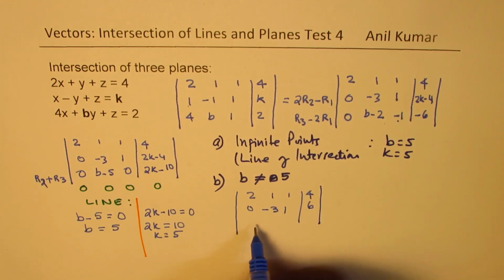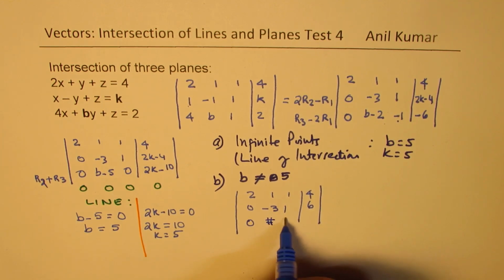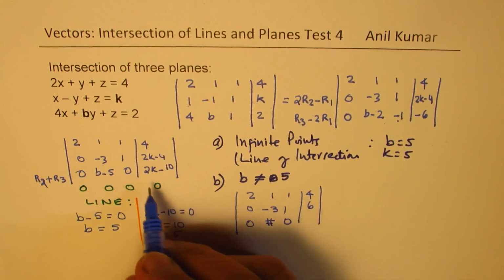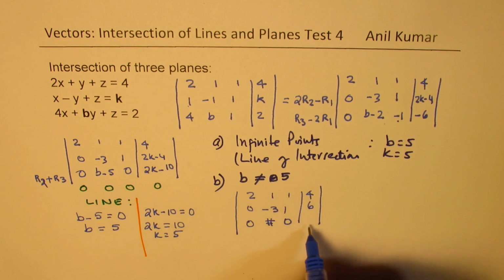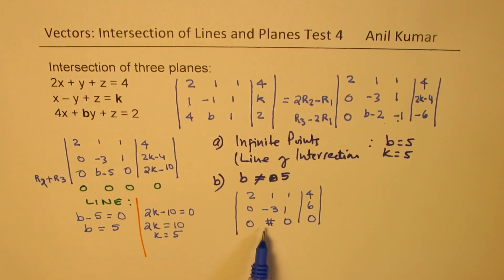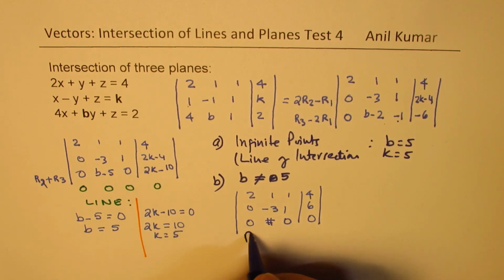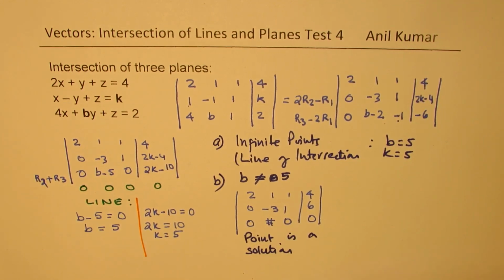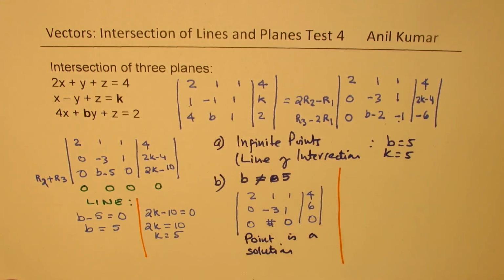And here we have 0, but some other number, not 0, equals to 5. This is 5. So 10 minus 10 equals 0, right? So definitely we have a point as a solution, correct? As expected, we get a point as a solution. So we get one solution. Is it okay?